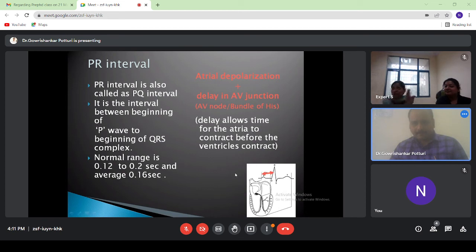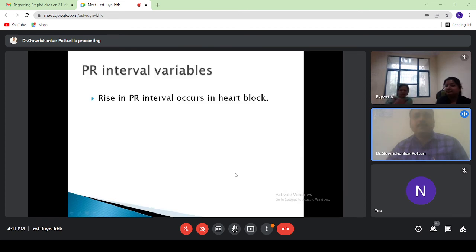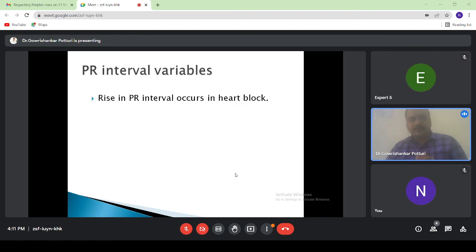Okay. Now let's see PR interval variations. Rise in PR interval occurs in heart block. Whenever the duration increases or voltage increases, as I told you, it should be isoelectric.